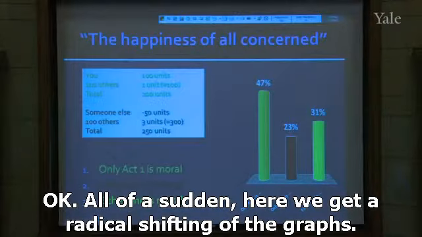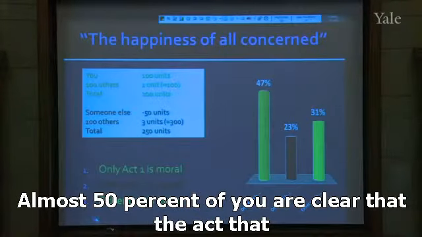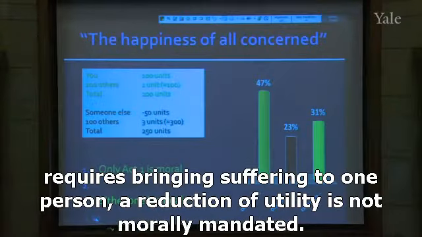Okay, all of a sudden, here, we get a radical shifting of the graphs. Almost 50% of you are clear that the act that requires bringing suffering to one person, a reduction of utility, is not morally mandated.